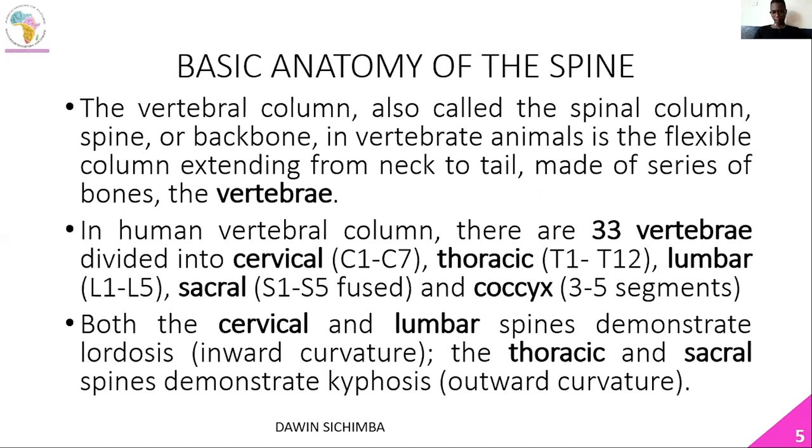Okay. So the vertebral column, which is also called the spinal column, the spine or backbone, in vertebrate animals including human beings, is the flexible column extending from the neck to the tail. It is made up of a series of bones which are called the vertebrae. In the human vertebral column, there are 33 vertebrae, divided into cervical, from C1 to C7, thoracic from T1 to T12, lumbar from L1 to L5, sacral from S1 to S5, which are usually fused, especially in older patients, and the coccyx, which is made up of 3 to 5 segments.